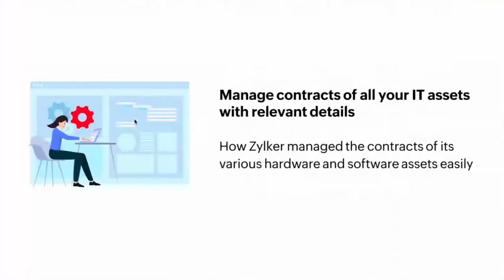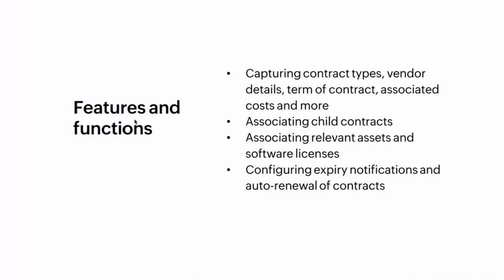Now let's go and look at our next template, which is contract templates. So we're going to see how, by creating custom contract templates, you can capture your contract type, your vendor details, you can associate child contracts, relevant assets, software licenses, and also, the best part about contract management, you can configure expiry notifications and auto renewals of contracts.